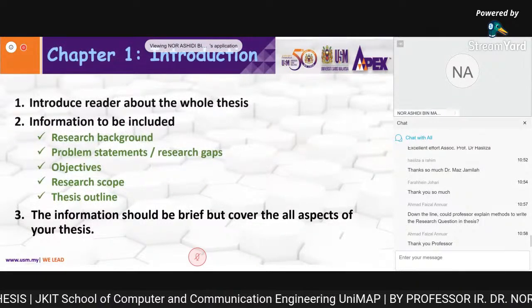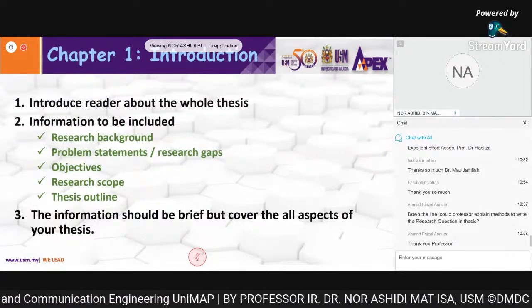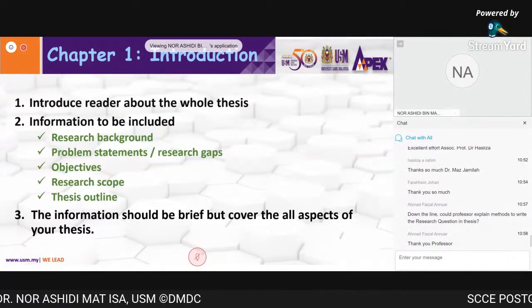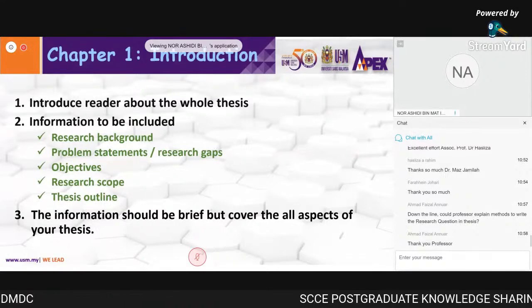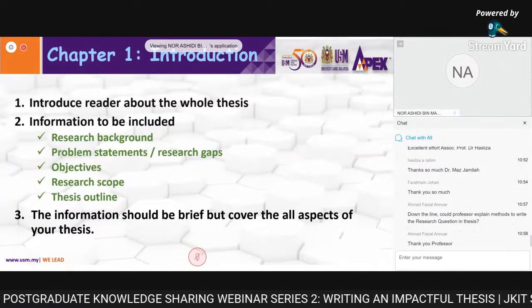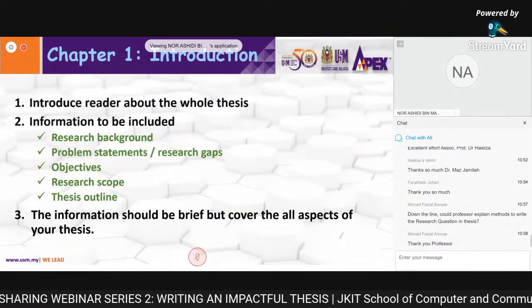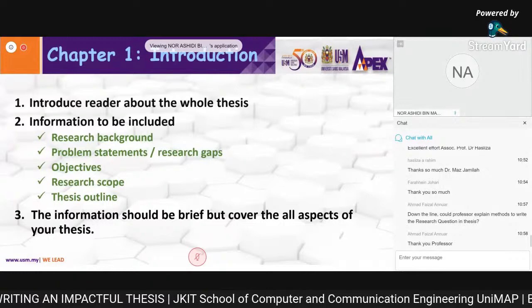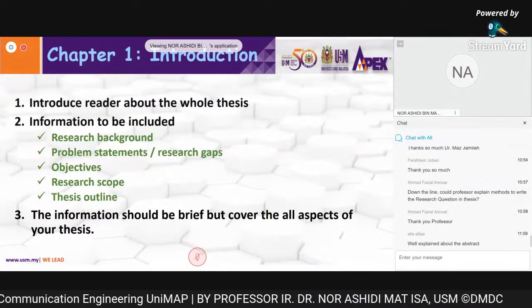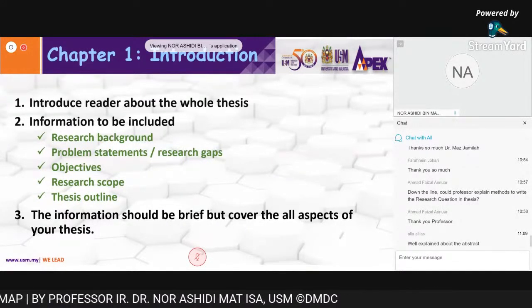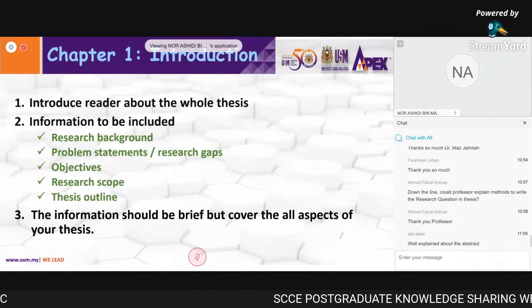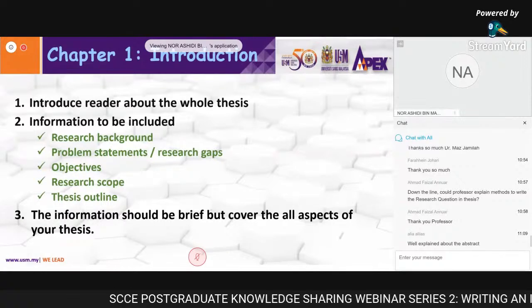Chapter 1. Okay, before I go to chapter 1, is there any question about the abstract? No? Okay. We move to chapter 1. So chapter 1 is the introduction. What is the importance of your introduction chapter? It is to introduce the reader to your whole thesis. Okay, so what is the information to be included? For sure: research background, problem statement, objective, research scope, and thesis outline.